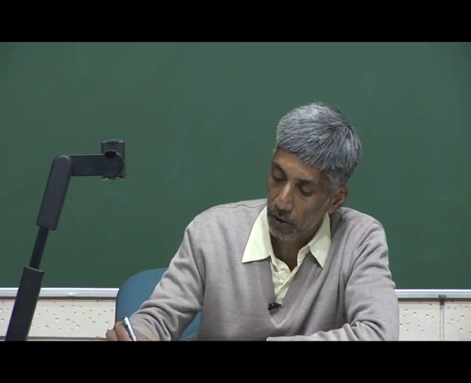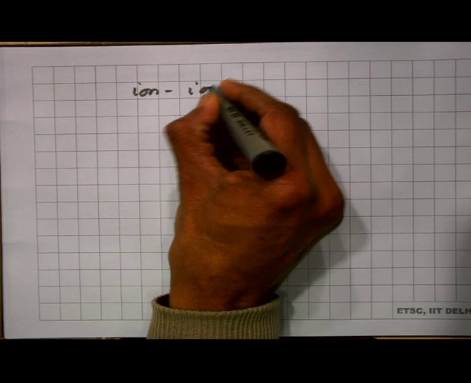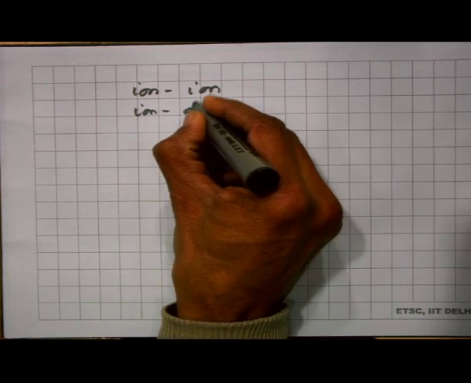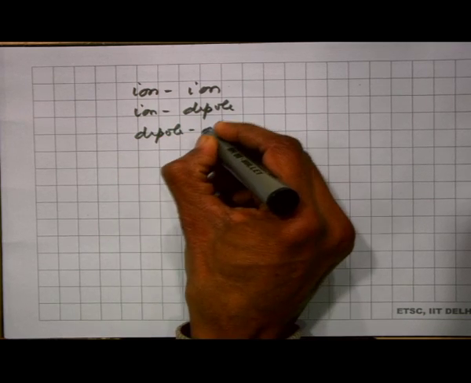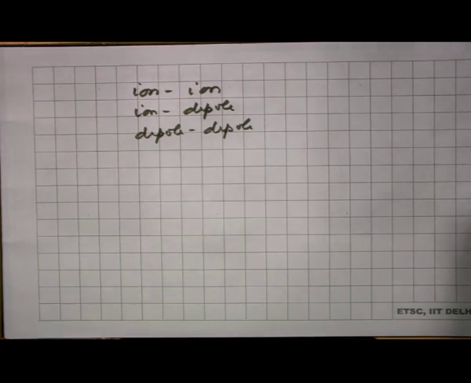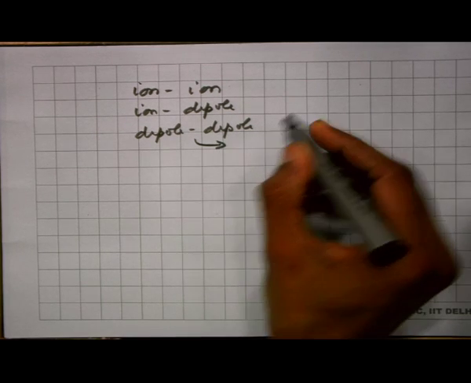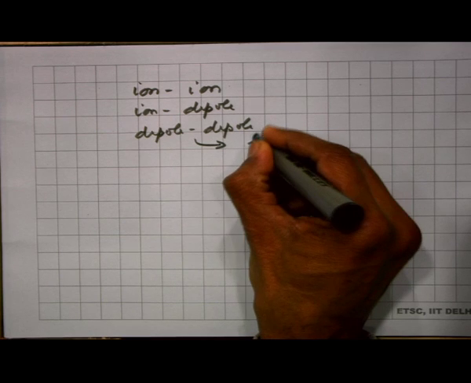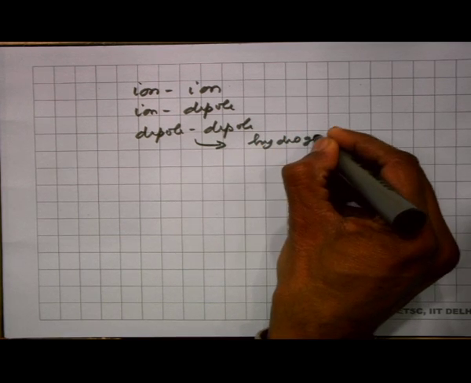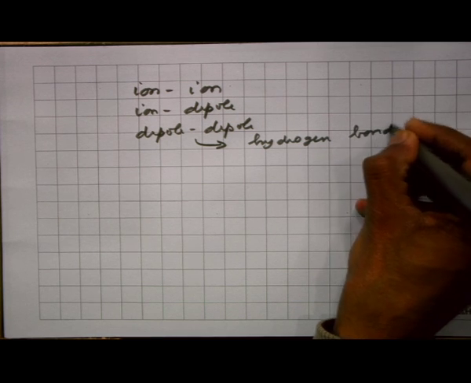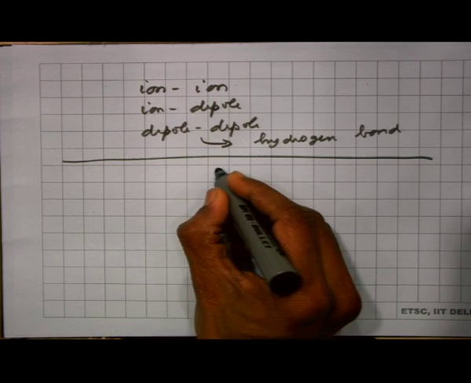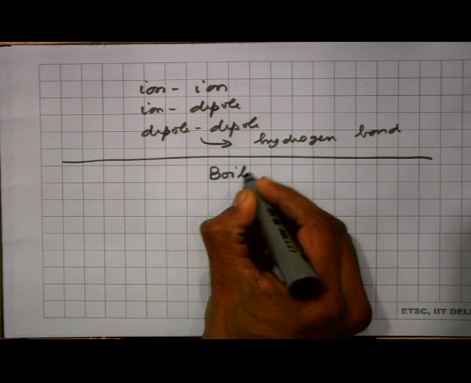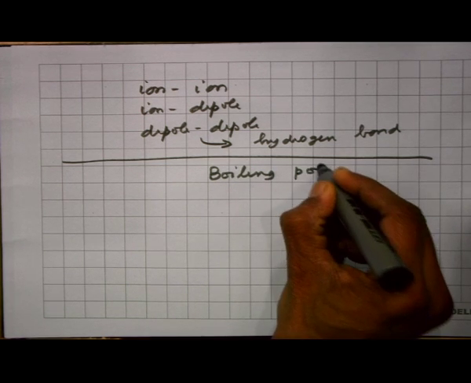So, we have discussed ion-ion interaction, ion-dipole, and we have talked about dipole-dipole. And we mentioned a particular form of the dipole-dipole is the hydrogen bond. And let us take a look at some data of the boiling point.